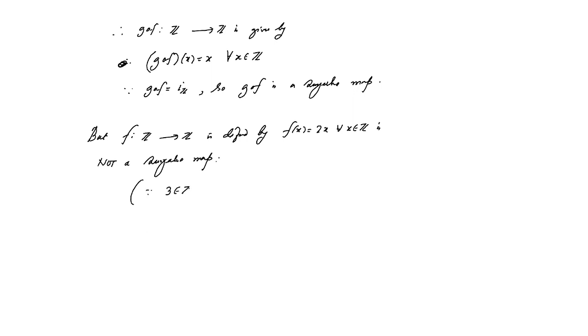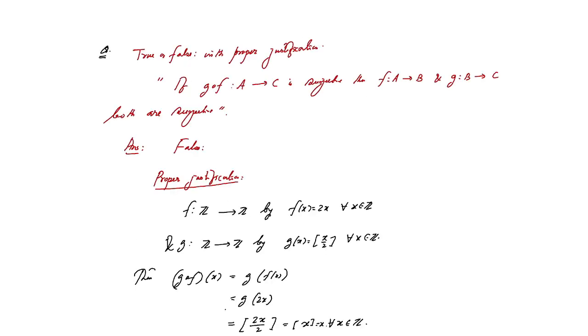Since if we take the element 3 belongs to Z, any odd integer belongs to Z, in that case from the codomain, there does not exist any x belongs to Z in the domain set Z such that f(x) = 3. That cannot hold. So f is not a surjective map. So that means here the composition map is surjective, but individually the function f is not surjective. So that means the statement is false.